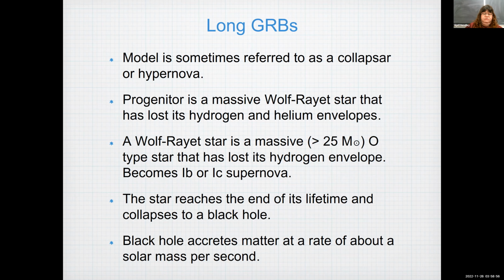Anyway, once the supernova happens, the core collapses to a black hole, and the black hole accretes matter initially at a rate of about a solar mass per second.